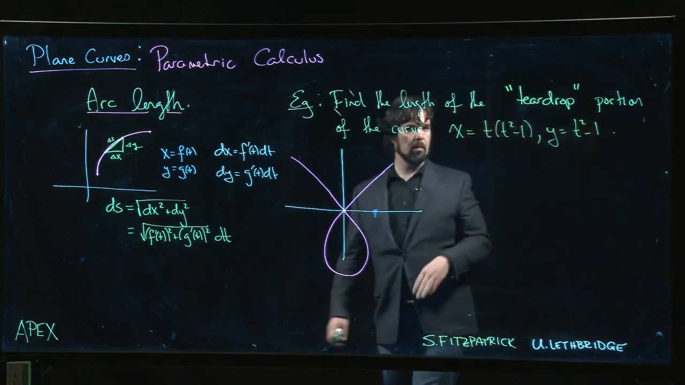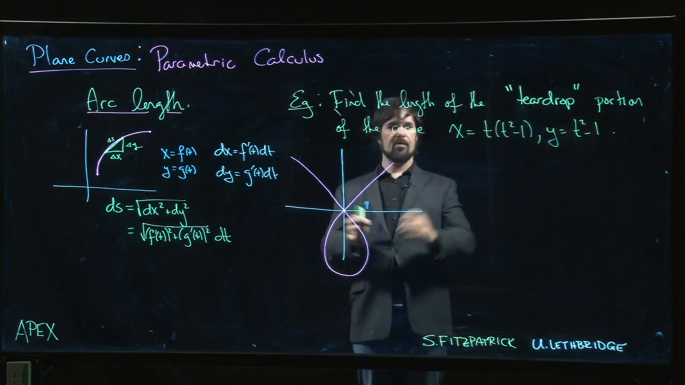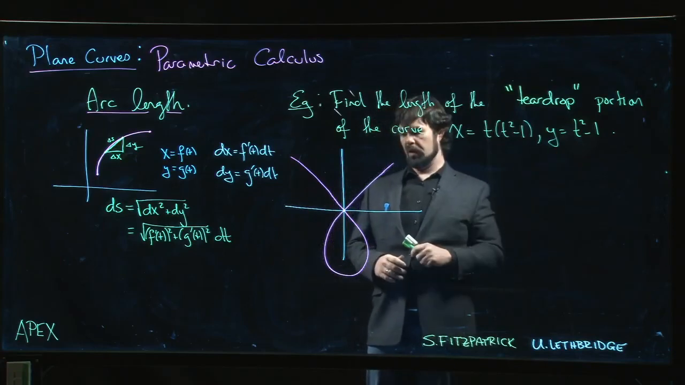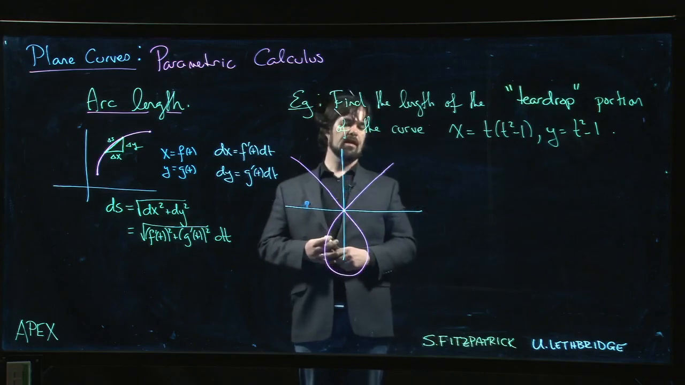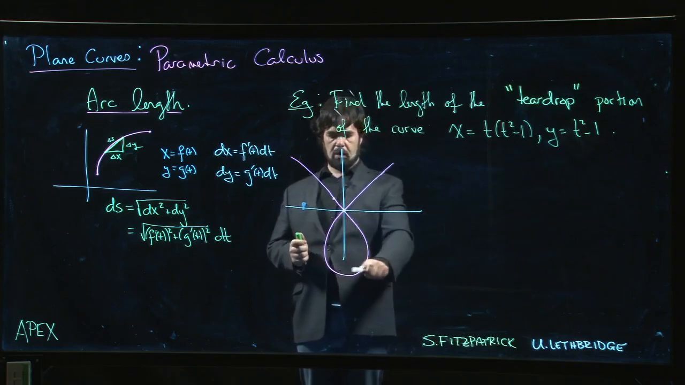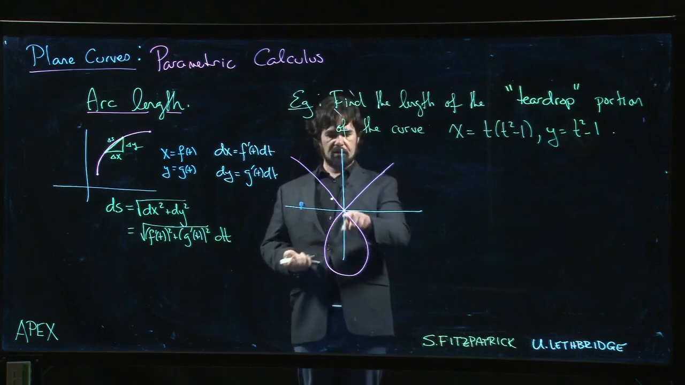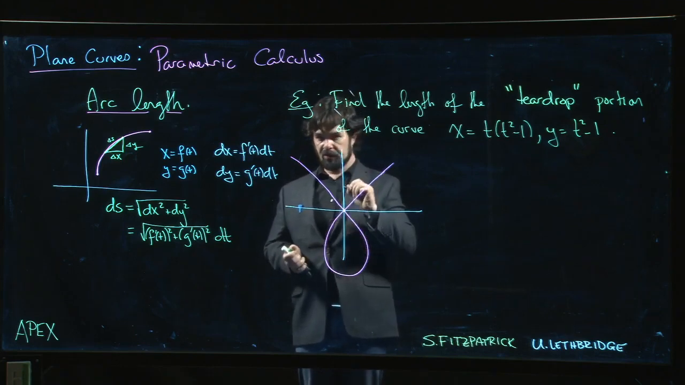Let's do another arc length problem. This time we have this teardrop curve. It's an interesting parametric curve given by these equations. We want to find the length of just the teardrop portion of the curve, from here to here. Of course, that means we have to find the two values of t that lead to this self-intersection.